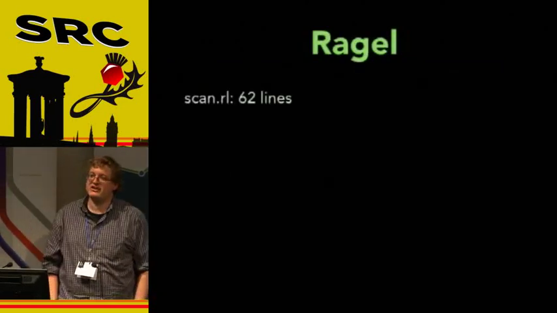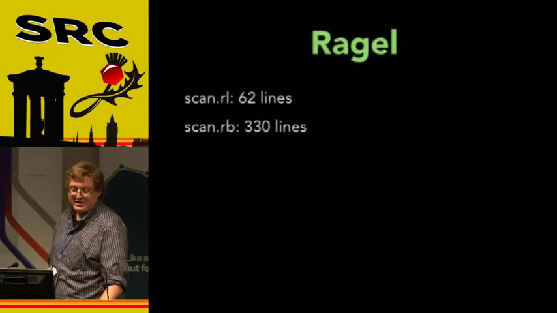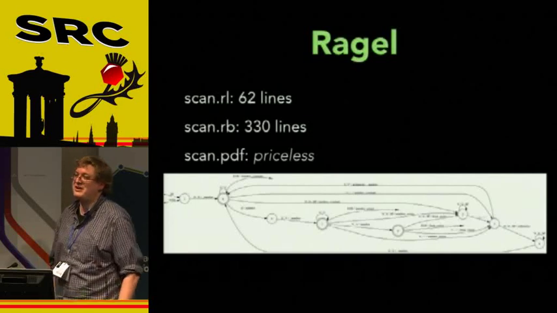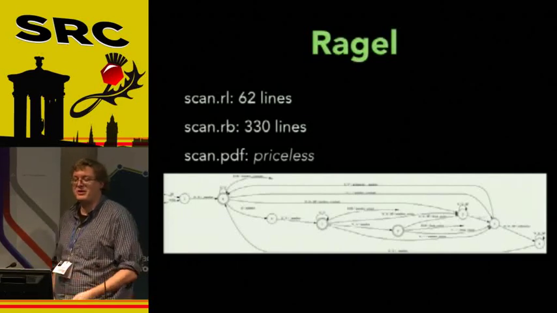The Ragel file is 62 lines. The Ruby it generates is, I think today, about 400 lines. And it also produces a PDF if you want to, you know, go at it with a pen and paper and make sure it works.